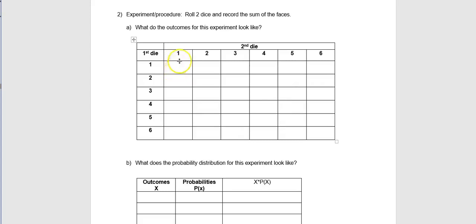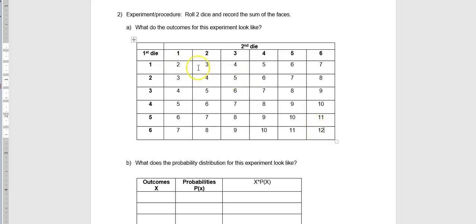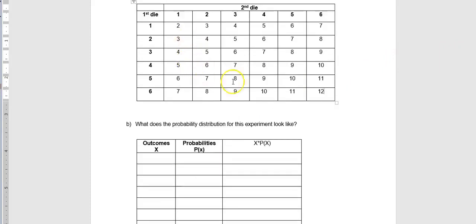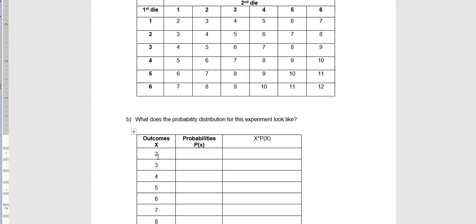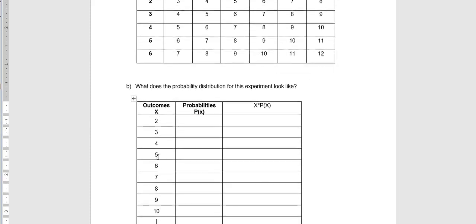So I set up a little table, got the first die and the second die. We're going to take those and add them together. I'm going to fill this table in with all of those results. Now we want to look at what different outcomes we have in this table so that we can do a probability distribution for those. If we look at the different values that we ended up with, we have a 2, a 3, a 4, a 5, a 6, a 7, and all the way up to 12.